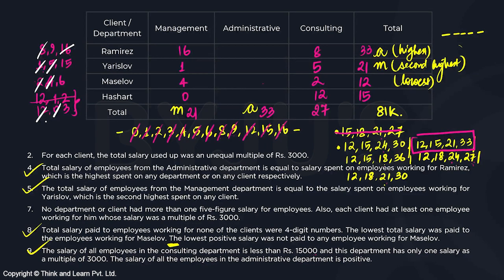We are left with 9, 15, 6, and 3. So 9 plus 9, 18, 18 plus 15 is 33. So this is the final table, which required a bit of hit and trial. And there were a total of 6 cases that we had to look into. Now let's move on to the questions and see what are those questions.